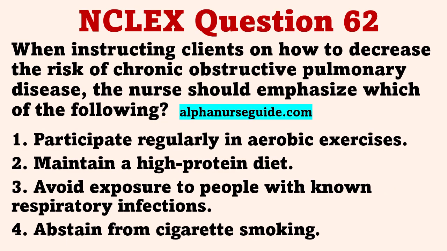When instructing clients on how to decrease the risk of chronic obstructive pulmonary disease, the nurse should emphasize which of the following? 1. Participate regularly in aerobic exercises. 2. Maintain a high-protein diet. 3. Avoid exposure to people with known respiratory infections. 4. Abstain from cigarette smoking. The correct answer is 4.